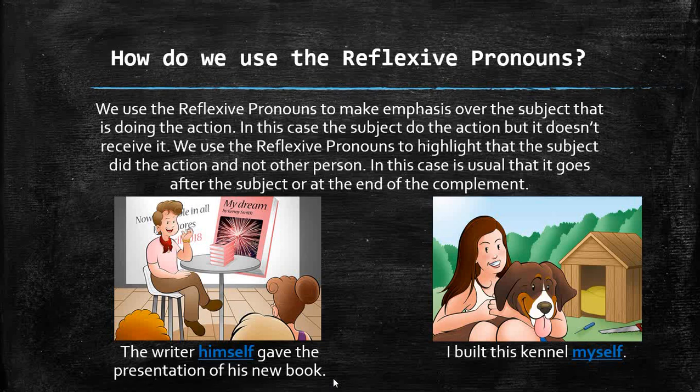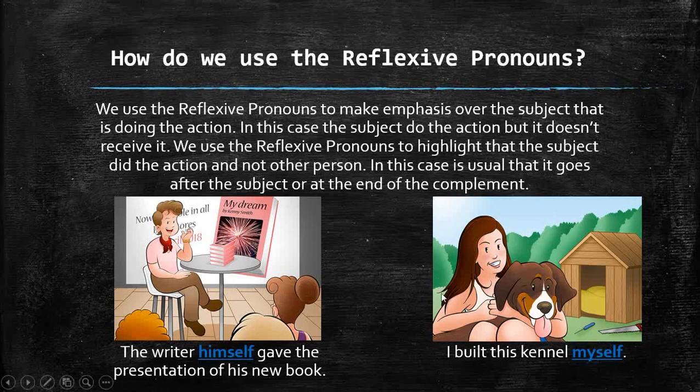We also have two examples here in two pictures, so let's read the first one. The writer himself gave the presentation of his new book. We are emphasizing the fact that it was the writer who gave the presentation of his new book. But he's not making the action of giving the presentation over himself. No. He is giving the presentation to the public.